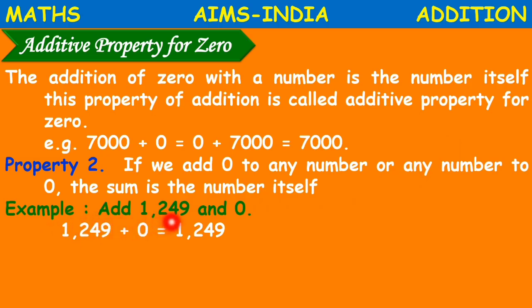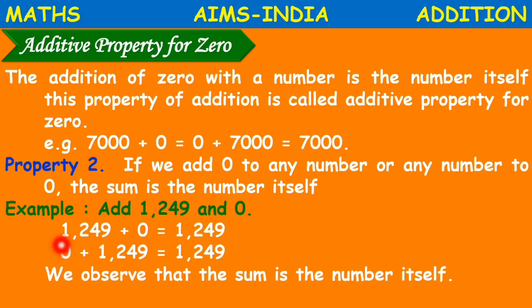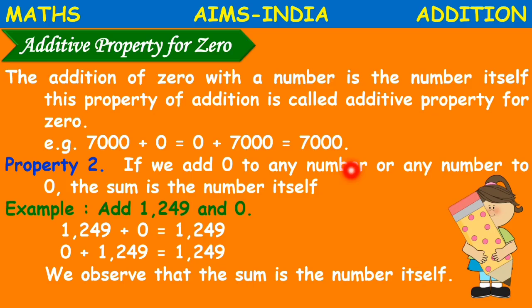Now what are they asking us? To add 1249 and 0. So 1249 plus 0 becomes the number itself, which is 1249. Yes. If this was one order, when we change the order, like we put 0 first and 1249 second, now when we add 0 and 1249, the answer will be 1249 itself. We observe that the sum is the number itself. This is called the additive property of 0.